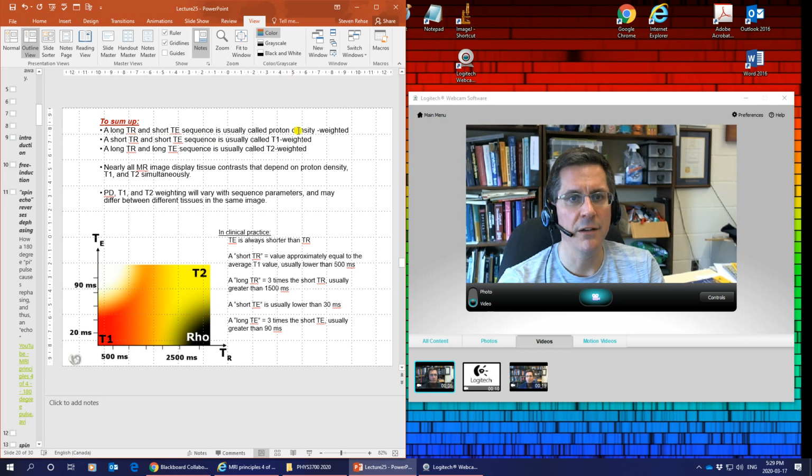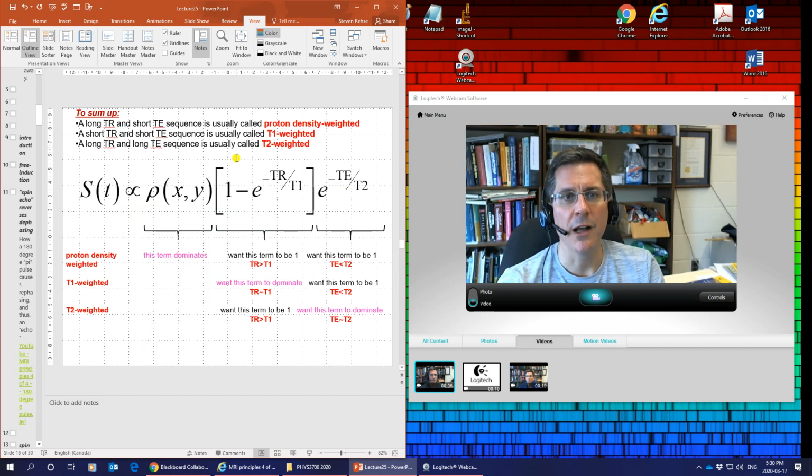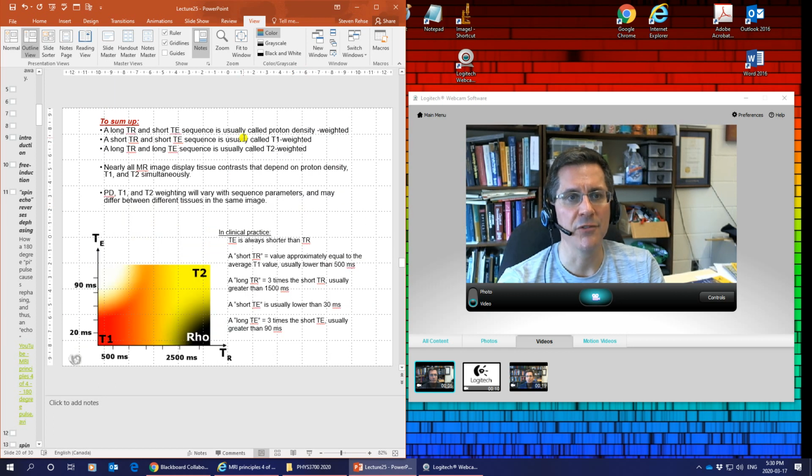Here's another way of presenting that graph. Again, I'm just summing up all this stuff right here. These are the same things: long TR, short TE; long TR, long TE; short TR, short TE. You can try to memorize those. I don't, because I think I would get confused, but I can always figure it out if I just remember how this equation works. If you think that's going to take too long, at the very least, you're going to have to know these things.